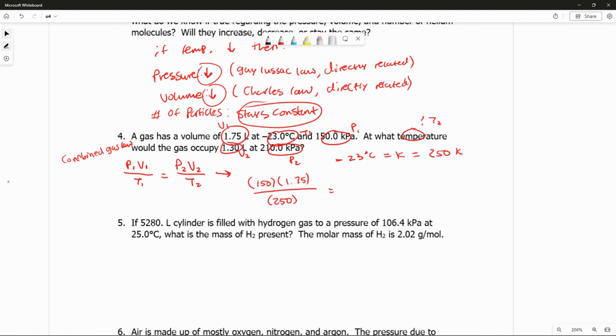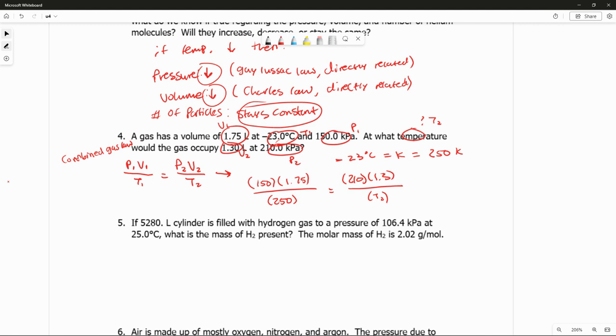equals we have pressure 1, which is 210, or sorry, pressure 2, which is 210, volume 2, which is 1.3, and we have temperature 2, which we don't know.